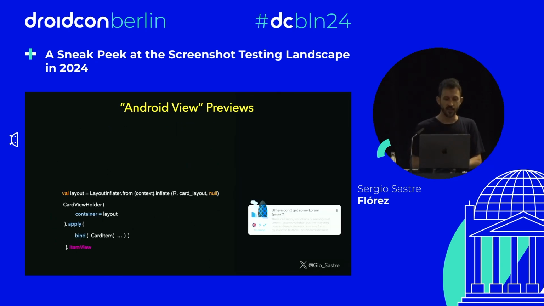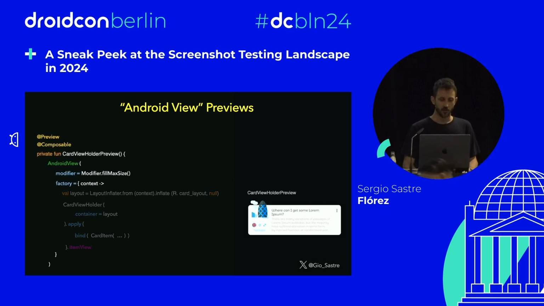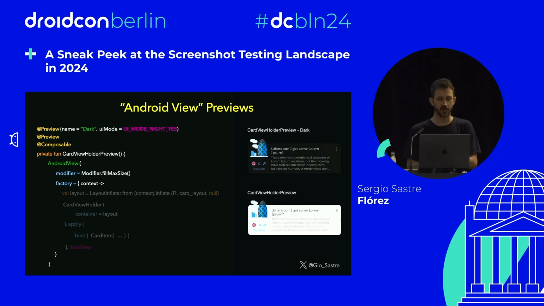Something you might be thinking is: okay, Sergio, but previews only work with Compose. What if we are still using Android views, like view holders, like the one you see here? I have good news. That's not an issue. We can wrap the view holder with an Android view composable and create a preview out of it, and even add another preview for dark mode. Now we can use the tools that I've mentioned previously to generate a screenshot test out of them.